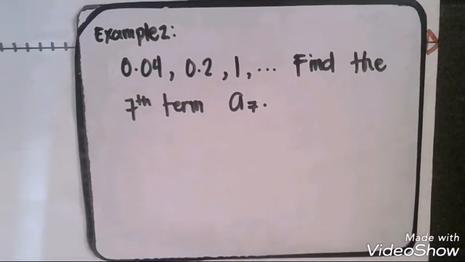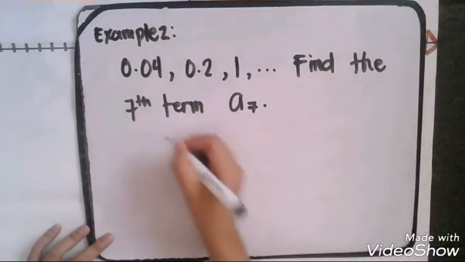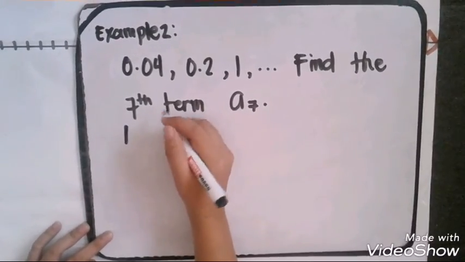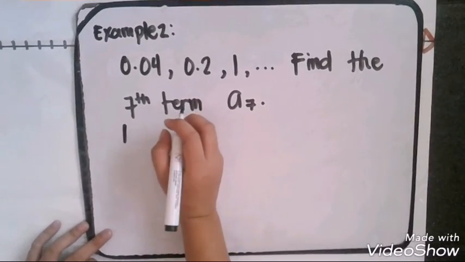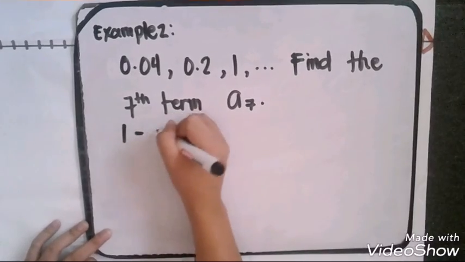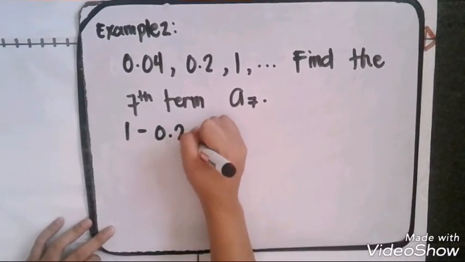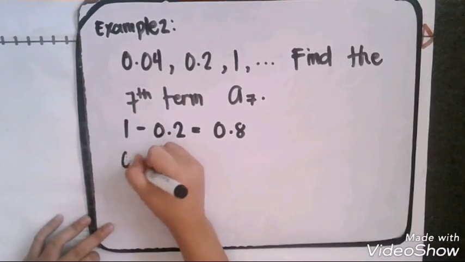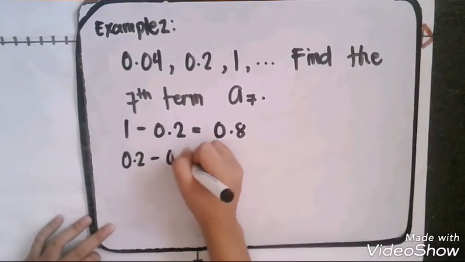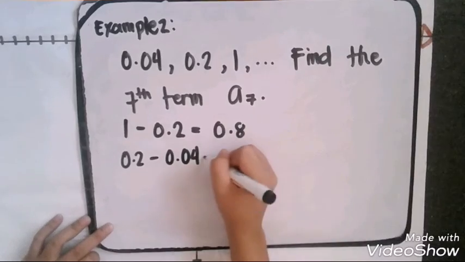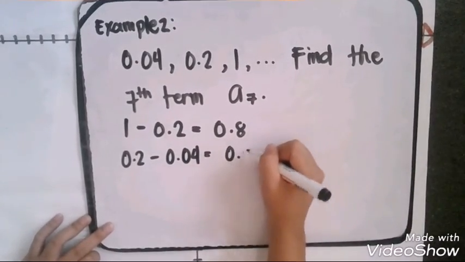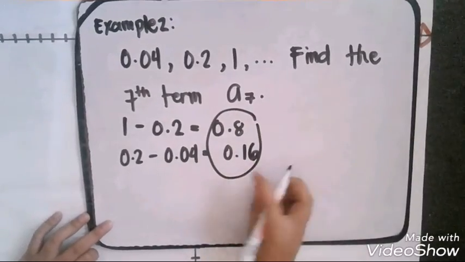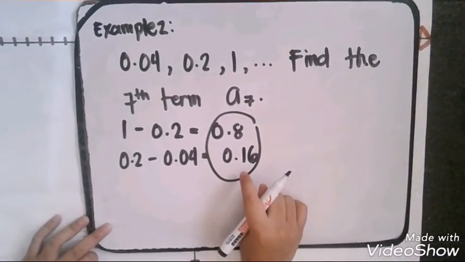So the first thing that we have to do is to identify if this is a geometric or arithmetic sequence. So let's try for arithmetic. For an arithmetic sequence, we have to subtract any term from its preceding term. So 1 minus 0.2 is equal to 0.8. 0.2 minus 0.04 is equal to 0.16. So you can see that this is not a common difference.